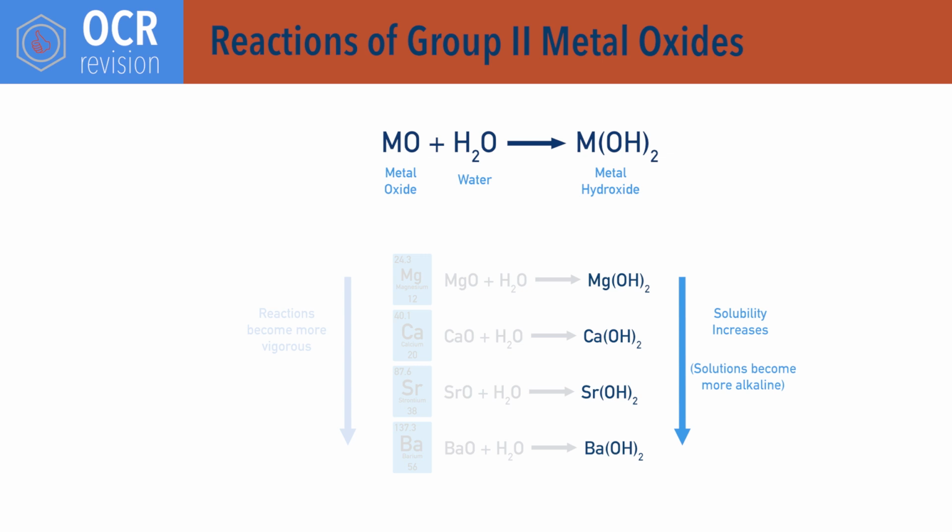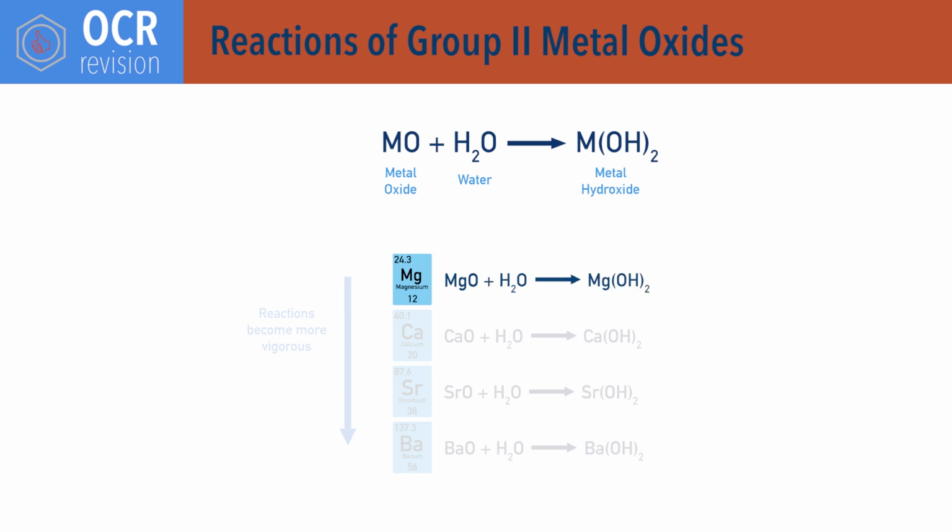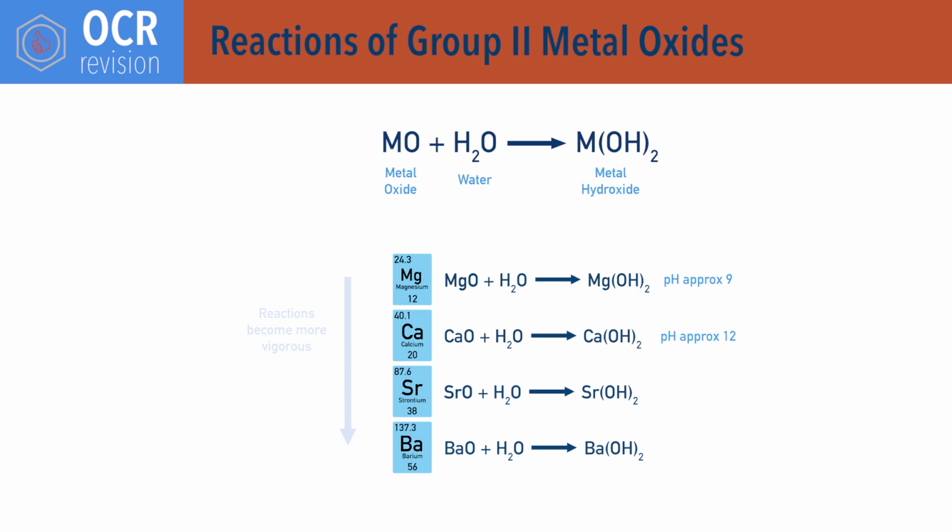Apart from beryllium oxide, BeO, the group 2 metal oxides are basic. Beryllium oxide is amphoteric. It can react with both acids and bases. Magnesium oxide, MgO, reacts with water to form a weakly alkaline solution with a pH of approximately 9. Calcium oxide, CaO, reacts quickly with water, producing a solution with a pH of approximately 12. Strontium oxide, SrO, and barium oxide, BaO, react vigorously with water and produce highly alkaline solutions with very high pHs.